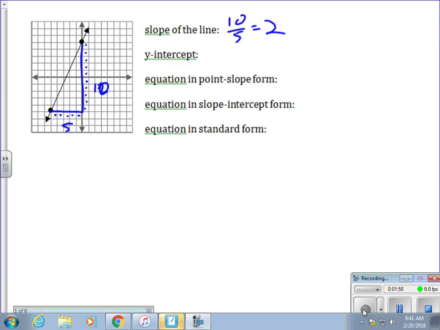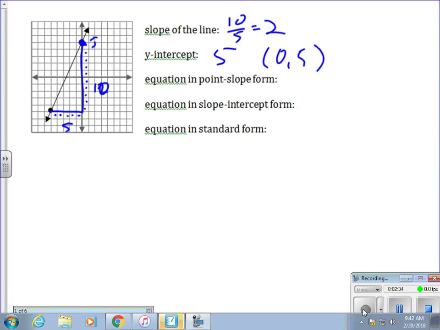Y-intercept. Well, the y-intercept is where it crosses the y-axis. 1, 2, 3, 4, 5. So my y-intercept is 5. Now, I did not write that as a coordinate, but I can write that as a coordinate. That coordinate would be the point (0, 5). The x-coordinate on any point on the y-axis is 0. I'm going to need that for the next one.